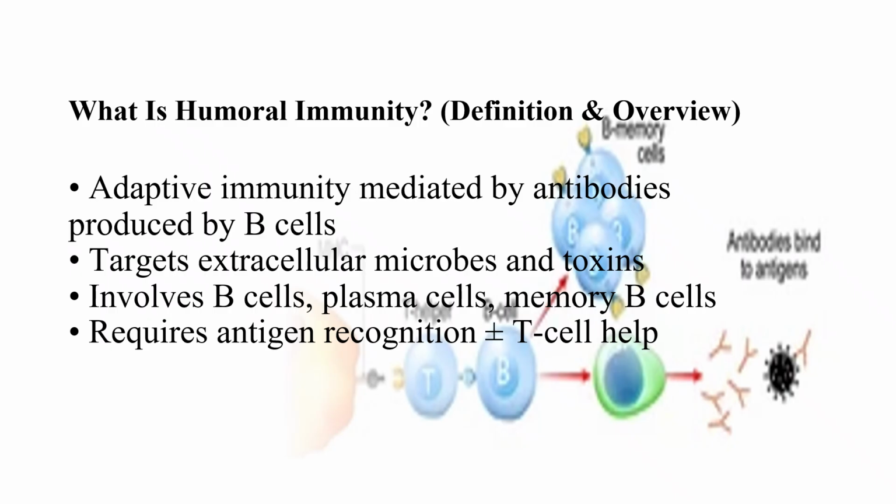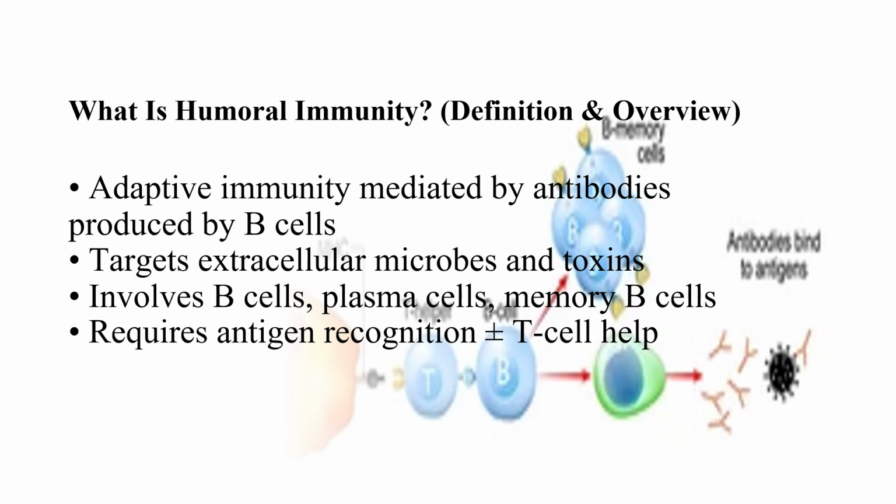Now bring your attention to the phrase, targets extracellular microbes and toxins. This is the key. Humoral immunity works in the spaces between cells: blood, the lymph, mucosal secretions, where bacteria, viruses, and toxins float before they can enter host cells.